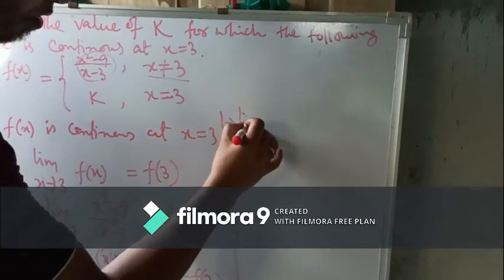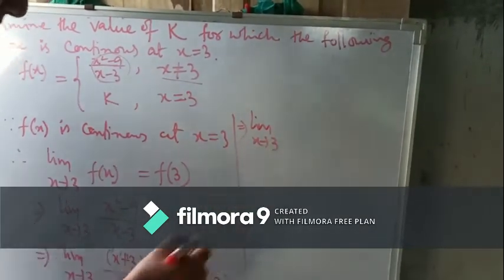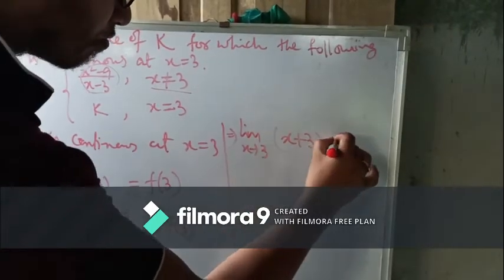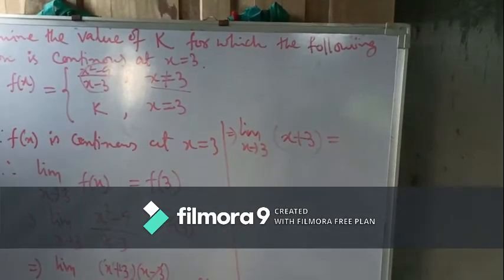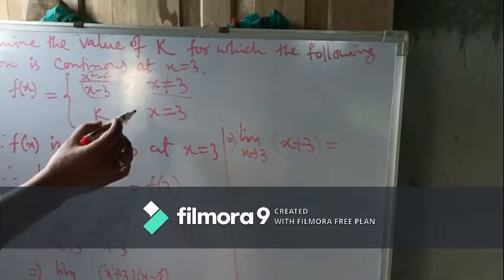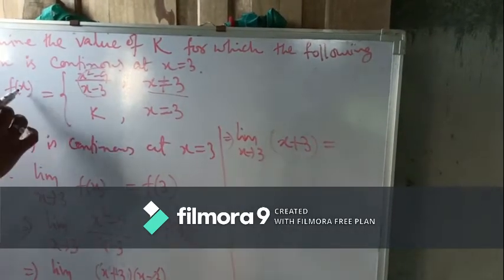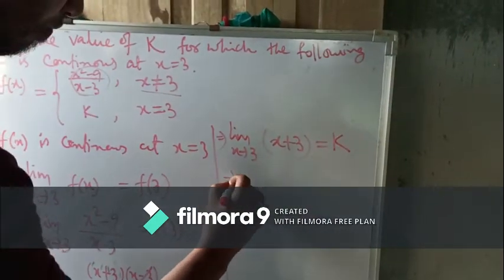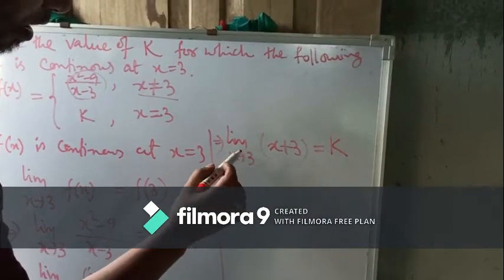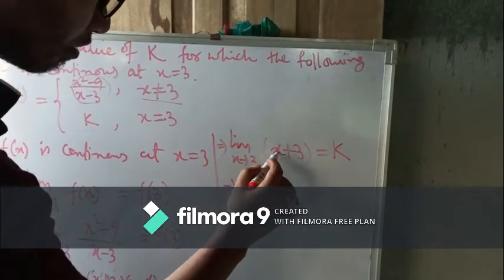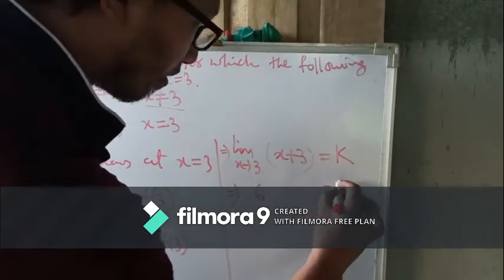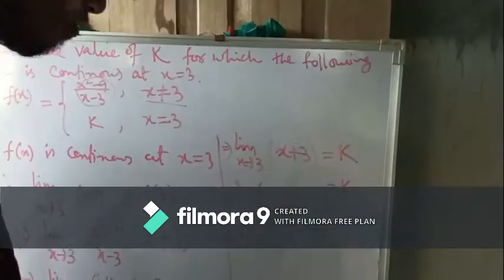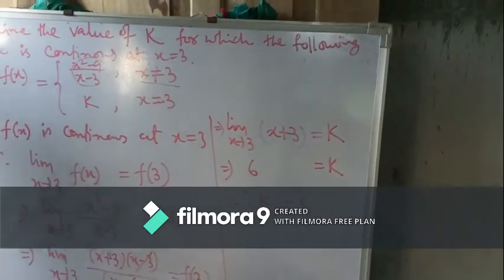So we will have limit x tends to 3, x plus 3 is equal to f of 3. You can see when x equal to 3, then f of 3 is equal to k. So you can write here k. Now we will put the limit value x equal to 3 here. So 3 plus 3 is 6 equal to k. Therefore k equal to 6. So in such a way we can find the value of k.